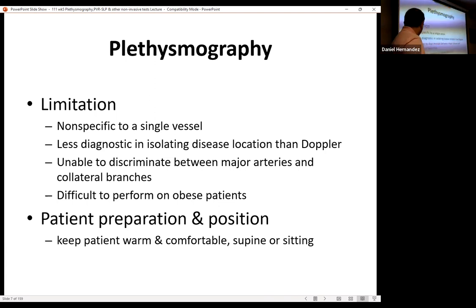It's also difficult to perform with obese patients. So if you can't get a good cuff wrapping, or if their vessels are very deep, we don't pick up those volume changes very well. And then just always remember, have muscular legs. Yeah, that too. I was gonna say, you kind of have to. We want a nice, warm, comfortable room, because remember, if it's cold, those arteries are gonna contract, might skew our results.